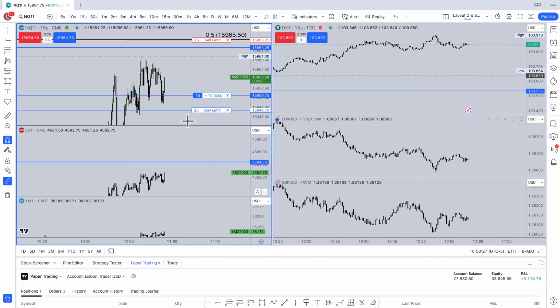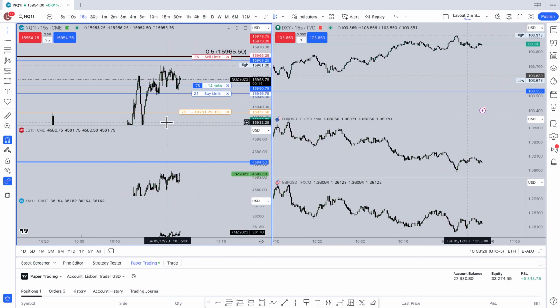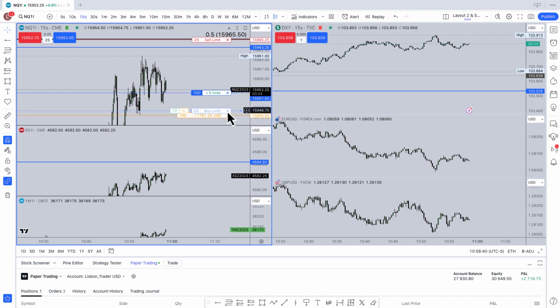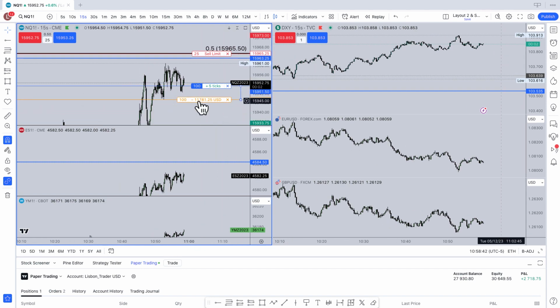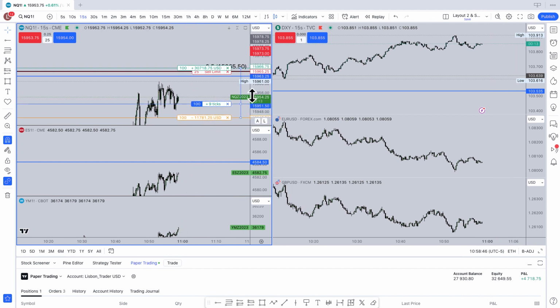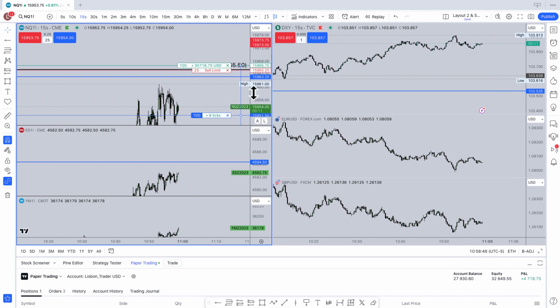Okay, 32, 35. Let's buy again. So we have 10,000 in risk, a good place for the stop. We have a rejection block above.